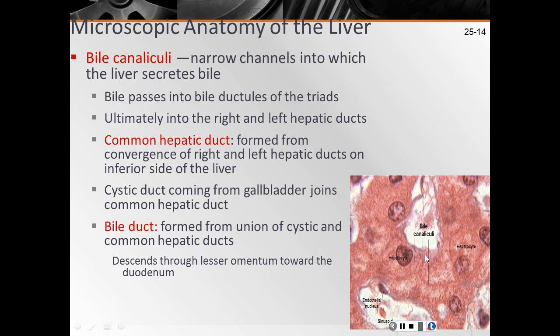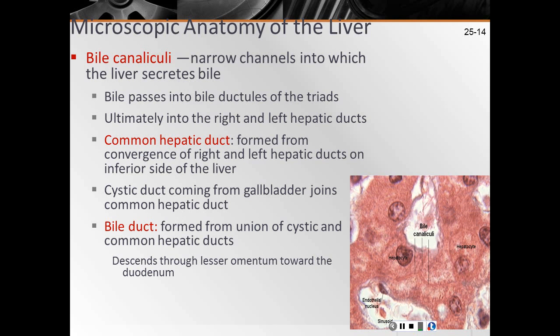I keep saying canaliculi. Canaliculi, which are these small little channels that you see here, where the bile is going to be secreted out from the liver. Okay, so bile is going to pass through those particular ducts of triads, and then ultimately into the right and left hepatic ducts.